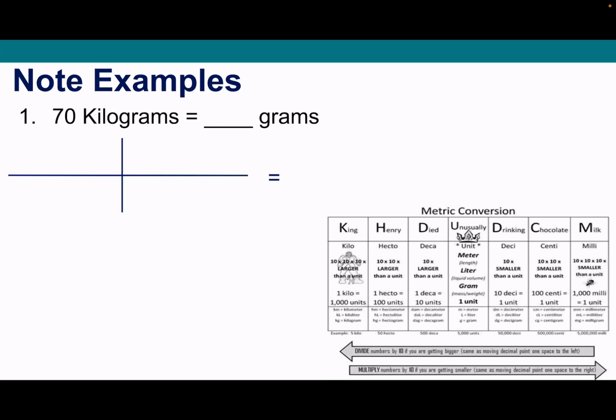Let's do another one. Let's come from the metric chart and do 70 kilograms, and we're going to turn that into grams. Okay, so we're going to start by putting 70 kilograms in our top left part of the box, nothing underneath. From the chart, I know that a kilogram is 1,000 times bigger than a base unit gram. It's a jump of 3: 1, 2, 3 jumps. So for every 1 large kilogram, that's going to be 1,000 smaller grams. So I'm essentially doing 70 times 1,000 here, and the answer would be 70,000 grams.